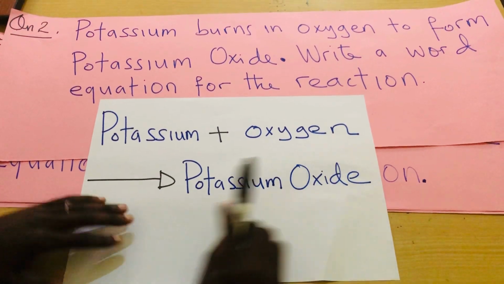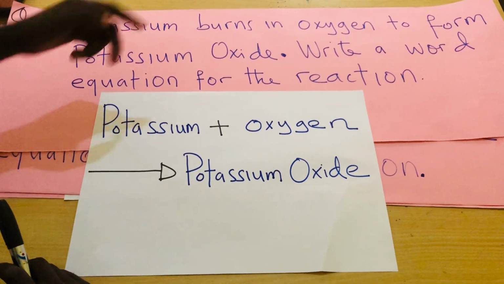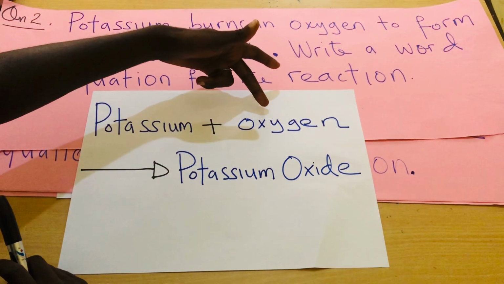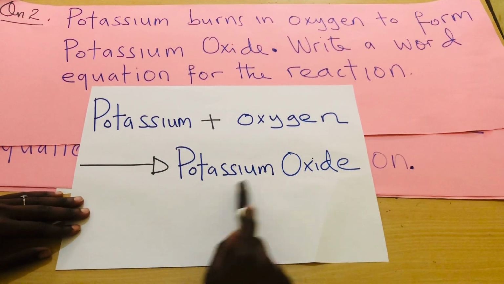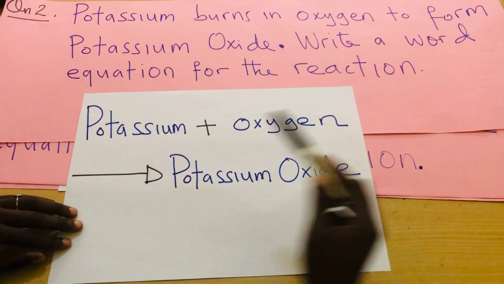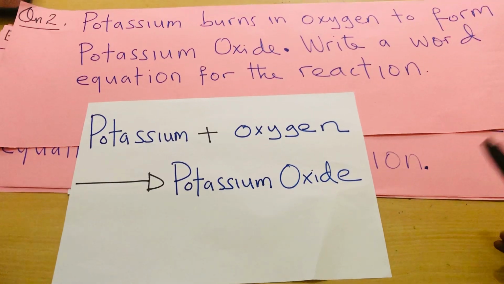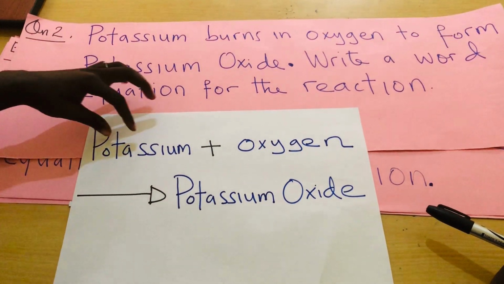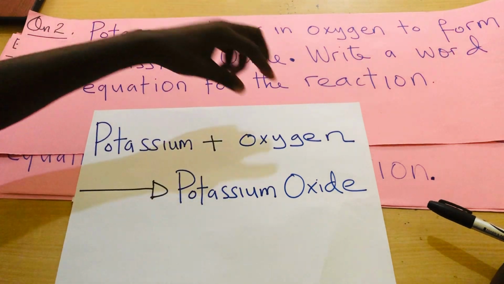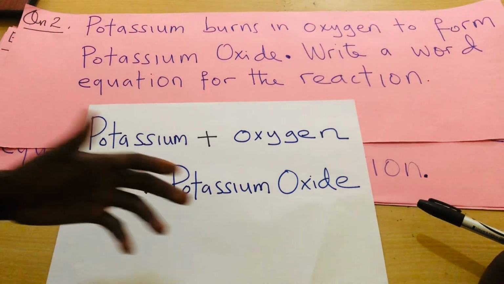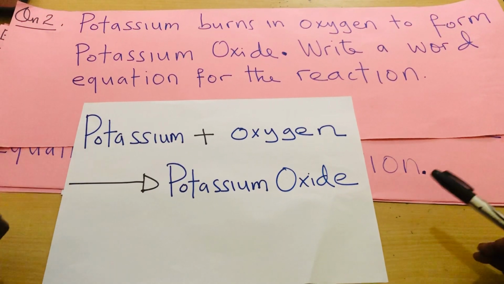So solution is potassium is a reactant. It has been reacted with oxygen to form potassium oxide. So because we have been asked to write a word equation, we're supposed to use words: potassium, oxygen, and potassium oxide in words.